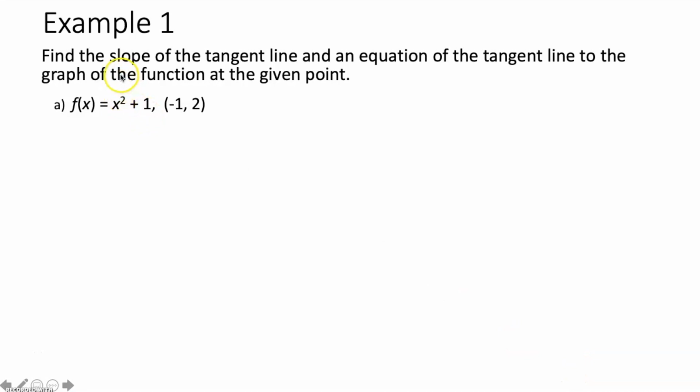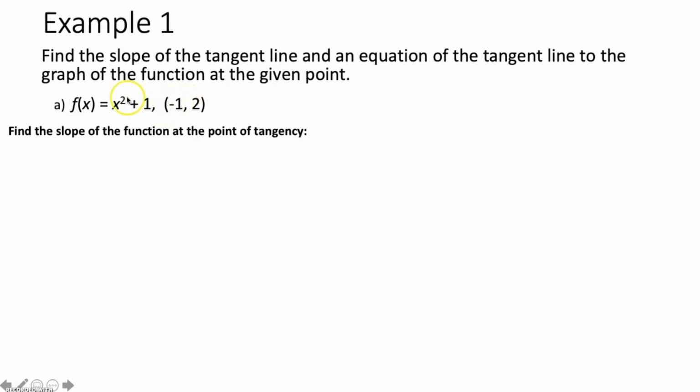Now example 1 says find the slope of the tangent line and an equation of the tangent line to the graph of the function at the given point. So let's first find the slope of the tangent line to this function at this given point. Now remember, to find the slope of the tangent line at a given x value, it's the same as finding the derivative of the function at a given x value. It's the same as finding the instantaneous rate of change of the function at a given x value. It's the same as finding the slope of this function at this given x value. So we want to find a particular slope, a slope at a specific x value. X is equal to -1.